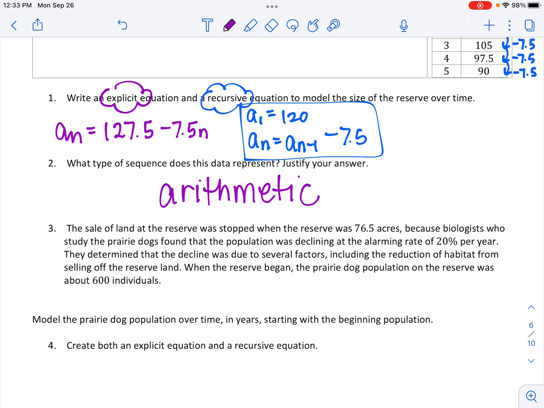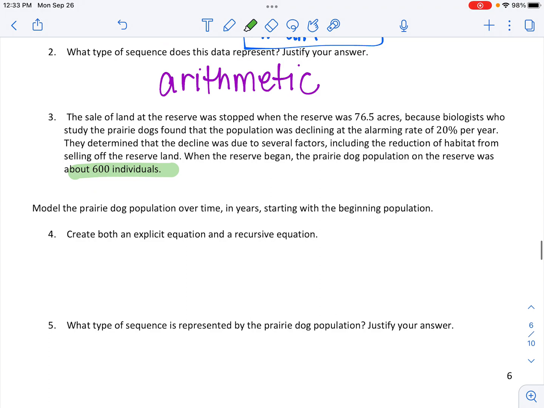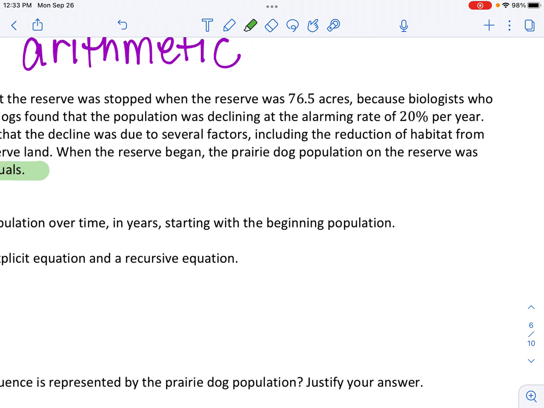And then number 3, the sale of the land at the reserve was stopped when the reserve was 76.5 acres because biologists who study prairie dogs found the population was declining at the alarming rate of 20% per year. They determined that the decline was due to several factors, including the reduction of habitat from selling off the reserve land. When the reserve began, the prairie dog population was 600 individuals. Can you model the prairie dog population over time in years starting with the beginning population?